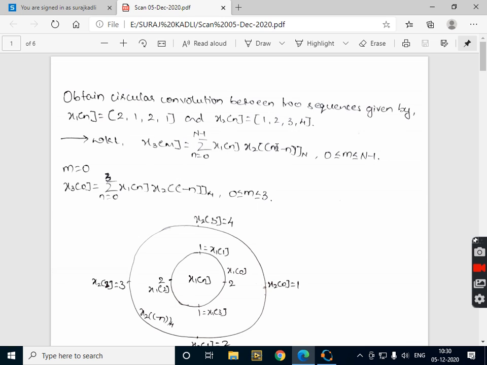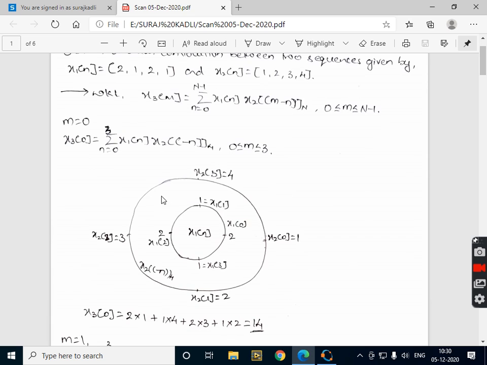For the first iteration, for m equals 0, this will be x2 of minus n. Now x2 of minus n is the circularly folded version of x2 of n. To obtain the circular folding, all the sample values of the second sequence will be plotted in the clockwise direction, as you can see on the screen. Now this is the first iteration, we'll come to it, but one of the sequences will be kept as it is, and the second sequence will be circularly folded and then shifted in the anti-clockwise, or counterclockwise, direction.